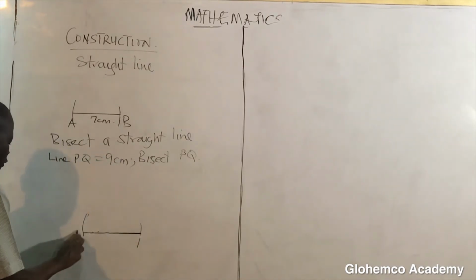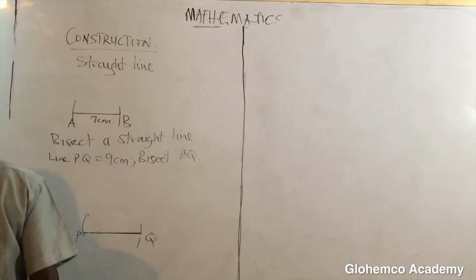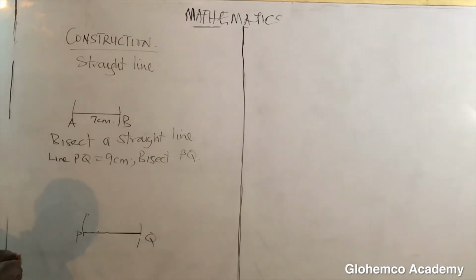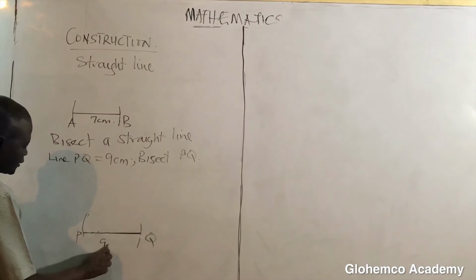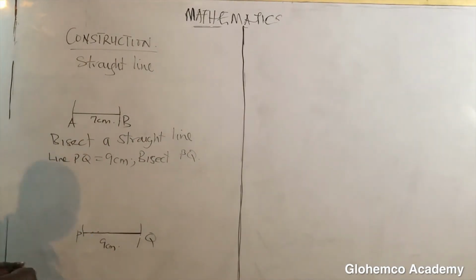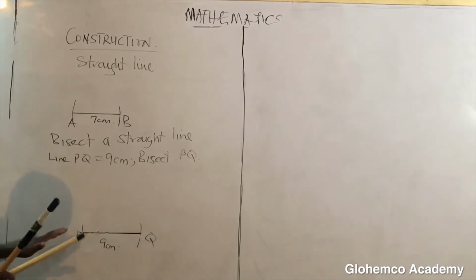This is your pencil. This is your PQ. This is now PQ. This is our PQ of what? 9 centimeters. We want to bisect line PQ using our compass.